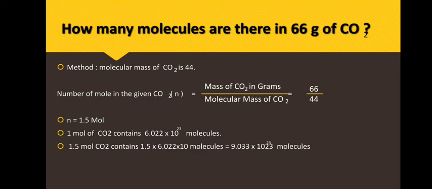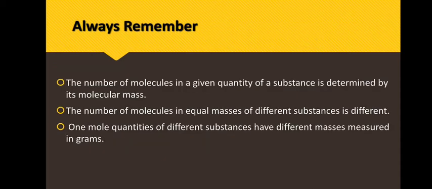What we have is weight, okay, and what we have to calculate is number. So how are number and mass related? By the molar mass. Followed, students? Always remember that the number of molecules in a given quantity of a substance is determined by its molecular mass. Also, the number of molecules in equal masses of different substances is different. 1 mole quantities of different substances have different masses measured in grams.